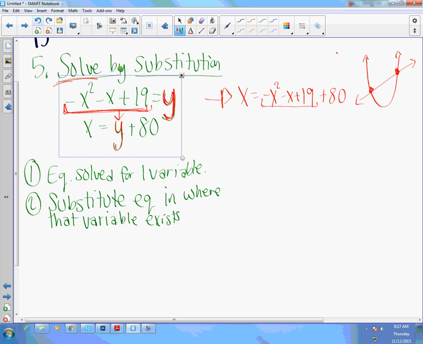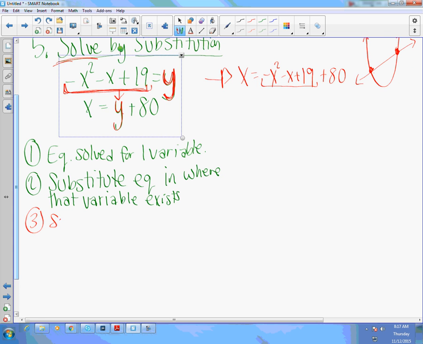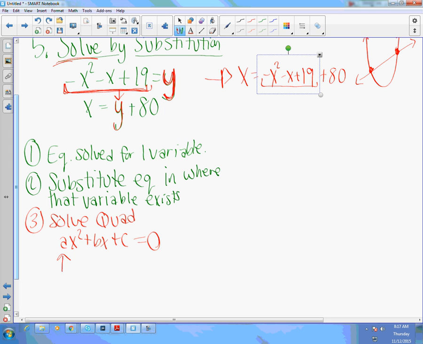Notice, are there any y's now? No, so we have one equation and only one variable, which means we can solve it. It's a quadratic, so we're going to solve by getting it equal to 0. So to solve the quadratic, we want to get it in the standard form, ax squared plus bx plus c, and make sure it's set equal to 0. But notice it's easier for us to solve when it's a positive ax squared. This one right here is a negative x squared. So how do we make it positive?